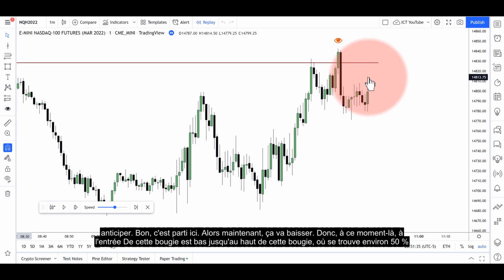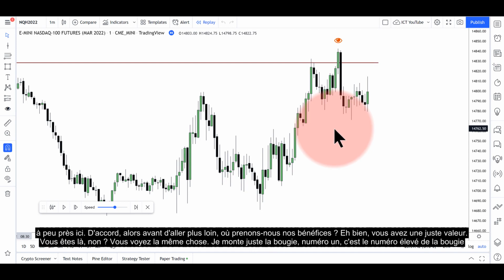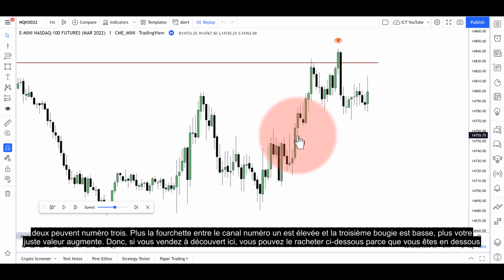So at that point, right there at that entry, from this candle's low to this candle's high, where's about 50%? About right here, right? So before we go any further, where do we take our profits? Well, you have a fair value gap right there, right? See that? Same thing, just going up. Candle number 1, its high. Candle number 2, candle number 3, the low. The range between candle number 1's high and the third candle's low, that's your fair value gap.